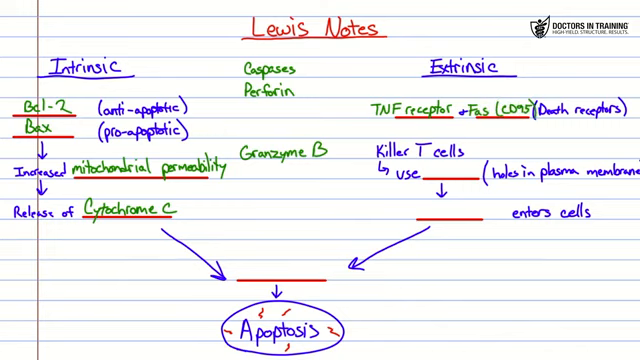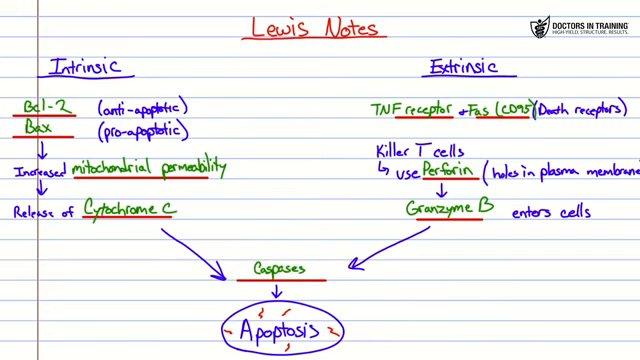Now, the other way that the extrinsic pathway can work is through killer T cells, those cytotoxic T cells, and it's going to use things like perforin. Remember, you're going to use perforin here, and that's going to put holes in the plasma membrane. Then the plasma membrane is wide open for granzyme B to sneak on in. That granzyme B is going to enter the cell, and it's going to lead to activation of caspases, and then those caspases are going to promote apoptosis. So if you can remember all that stuff right there, then you're going to be good to go on the intrinsic and the extrinsic pathway.